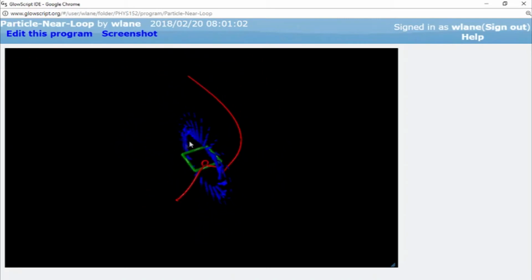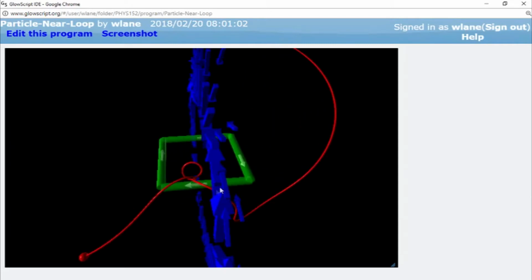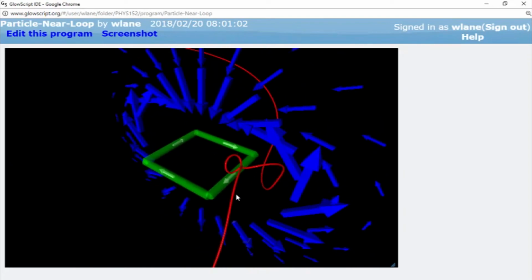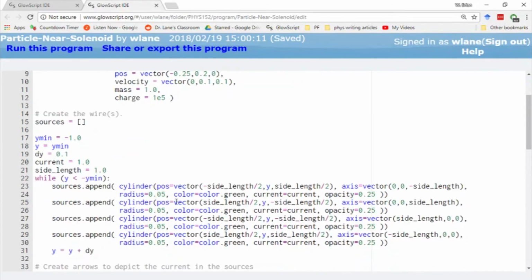Technically, what you're interested in for a scattering experiment is the incoming angle versus the incoming distance from the center versus the outgoing angle. But all this loopy stuff in the middle is pretty awesome too. Of course, the single loop of current is not the only type of current distribution we've worked with. We have also created a solenoid here by making many, many loops of current stacked on top of each other.